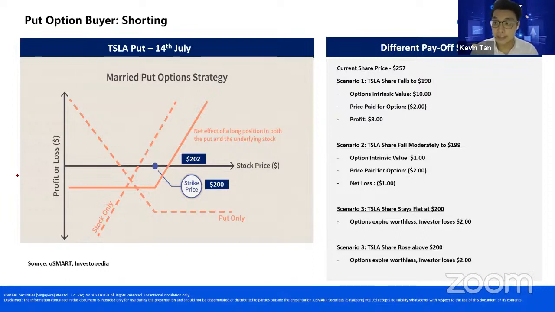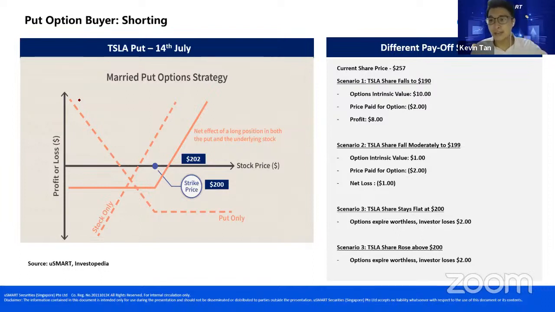And the second scenario is basically what happens if Tesla share falls moderately to $199. What's going to happen here is that even though Tesla share fell to $199, you have the right to basically sell Tesla share back to the market at $200 due to the put option that you actually hold, right? And as a result, your option actually has an intrinsic value of $1. And given that you paid $2 for the option, you would just suffer a loss of $1.